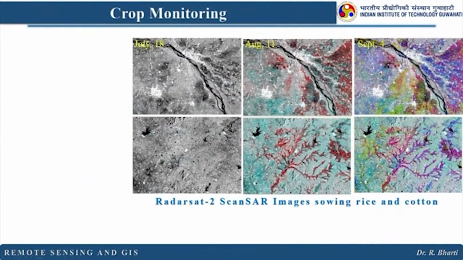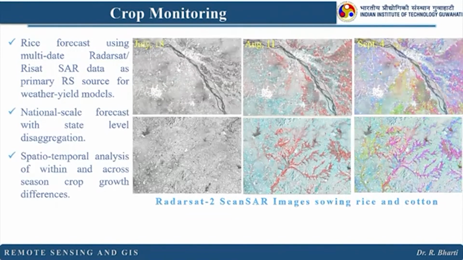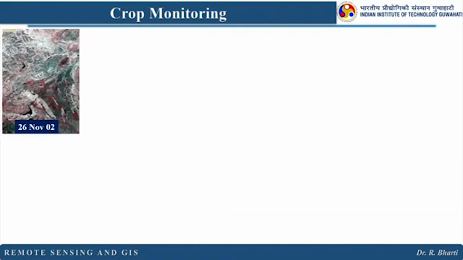Crop monitoring, this is one example from RADARSAT-2 scans, an image showing rice and cotton. So rice forecast using multi-date RADARSAT or RISAT SAR data as the primary remote sensing source for a weather or yield model. So these are the potential areas where you can think to start your research.